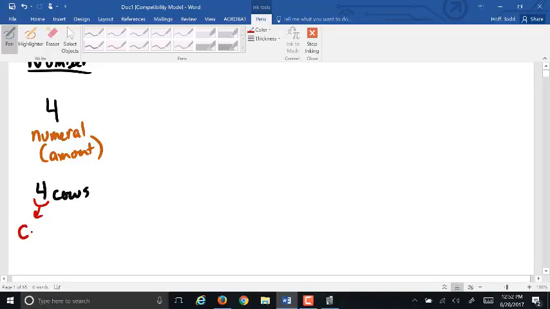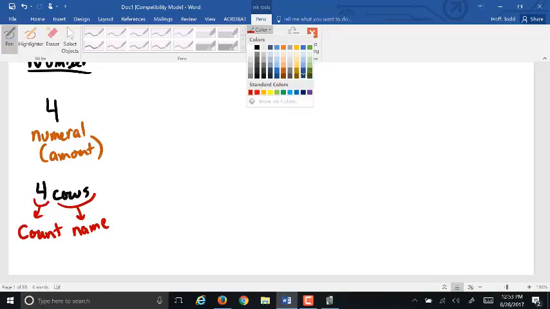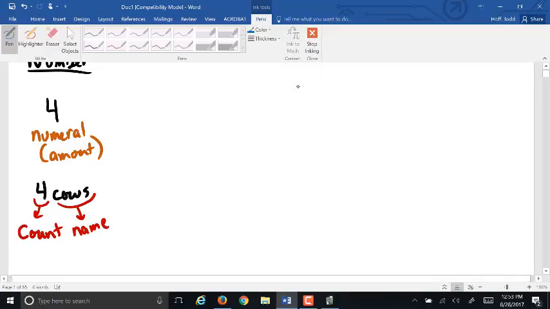I'm going to refer to that as the count. We can count 4 items there. And then what we have 4 of is the cows. I'm going to refer to that as the name. So 4 cows are the 2 parts of the number. And now it's complete. We have to have the amount and the label.